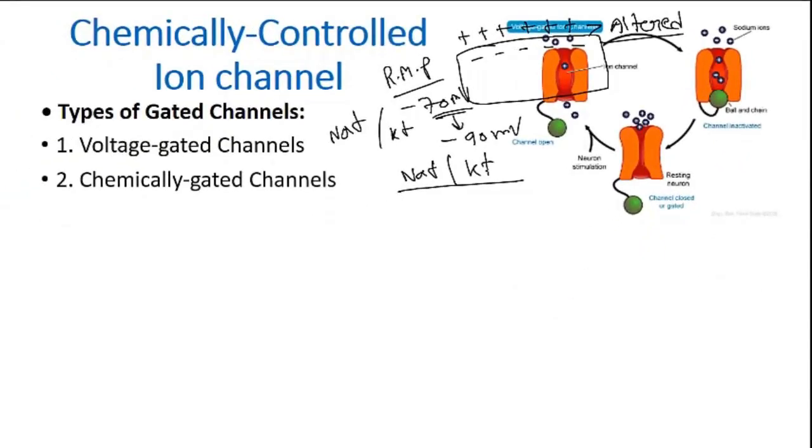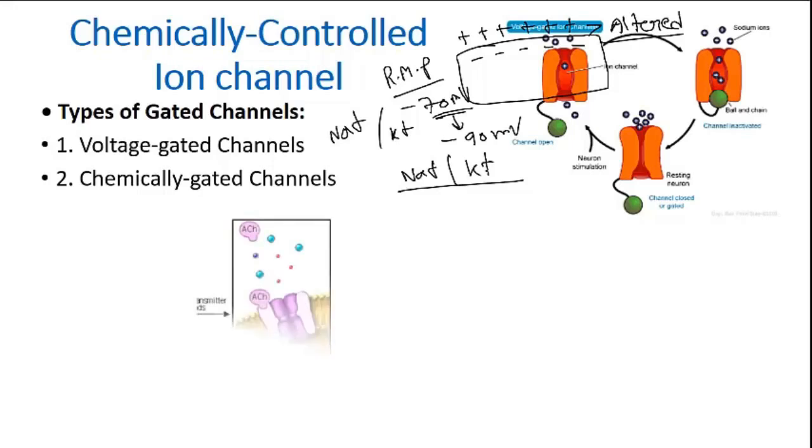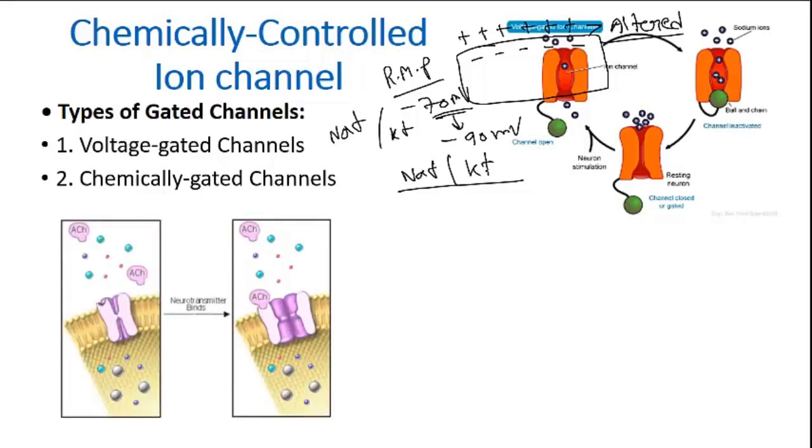The second type are chemically gated channels. The chemically gated channels are controlled by chemical signaling molecules. Now let's look at one of these chemically gated channels. It will be more clear to understand. Now these are controlled by chemicals. Especially chemical means neurotransmitters, because we are talking about the neurons.